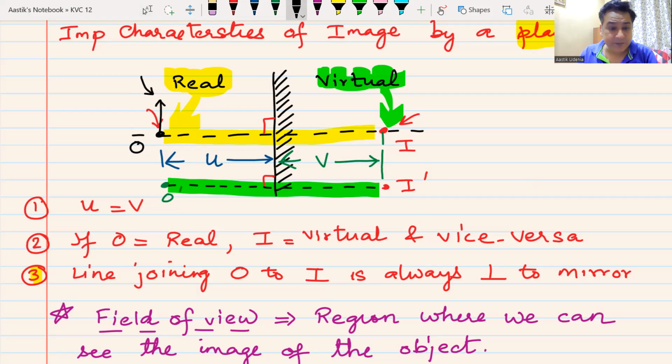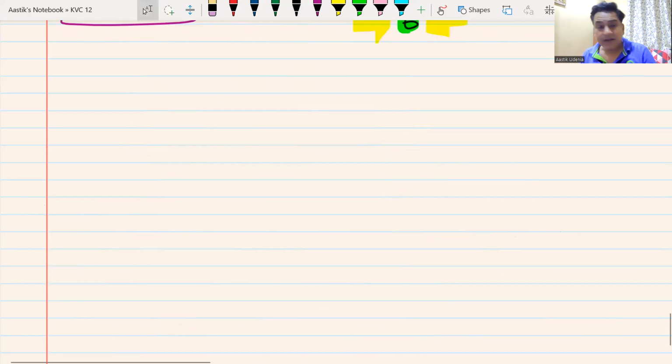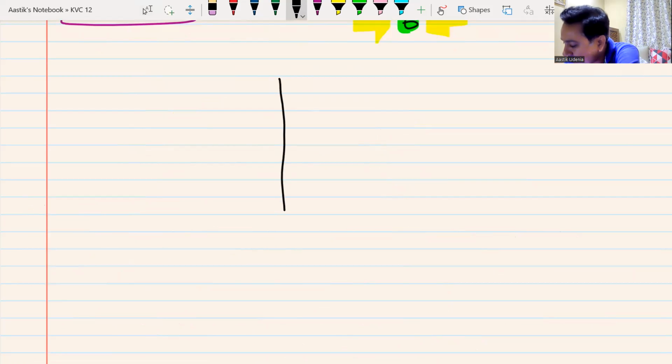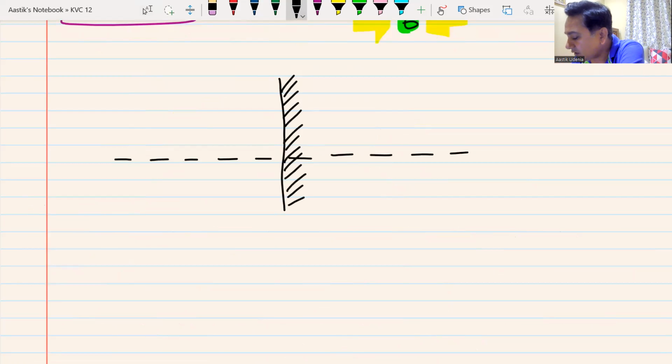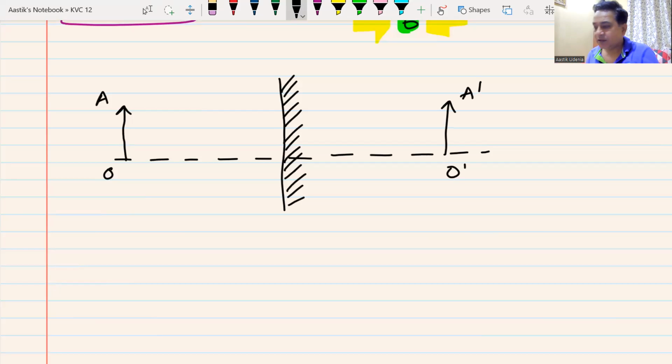So now I start with point number 4, and from this point number 4, these things are now valid for extended objects. Just for the sake of drawing, I'm again drawing the same diagram, but in terms of an extended object, so that you can understand that right now we are talking about an extended object. OA is my object. O dash A dash would be the image.